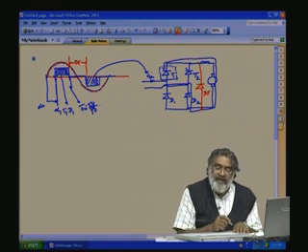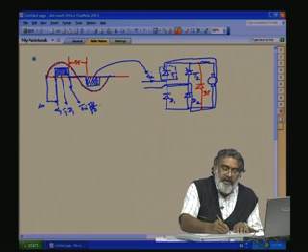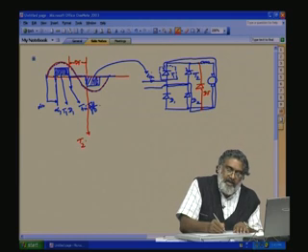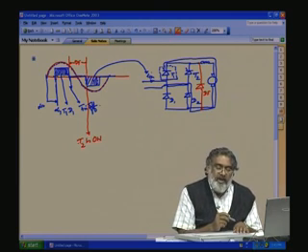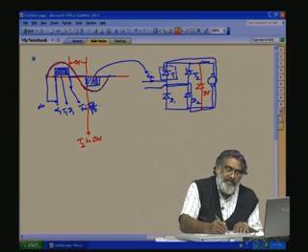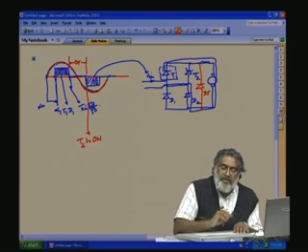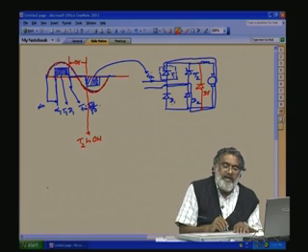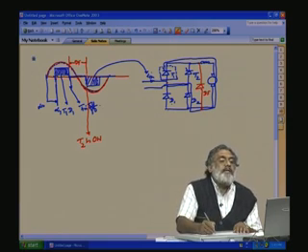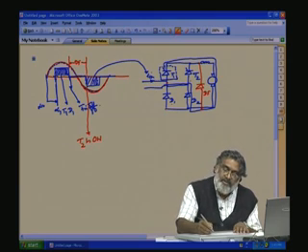Then again at this point, T2 is turned on. The moment T2 is turned on and the mains is negative, D1 will be immediately turned on, because this point is negative now. So, D1 is forward biased and D1 will be immediately turned on. Now, the current will flow through this way.